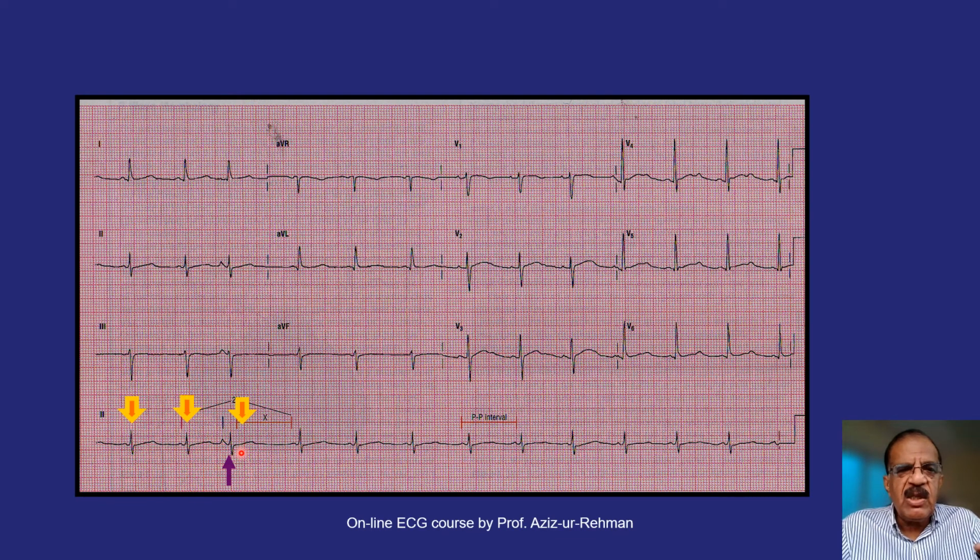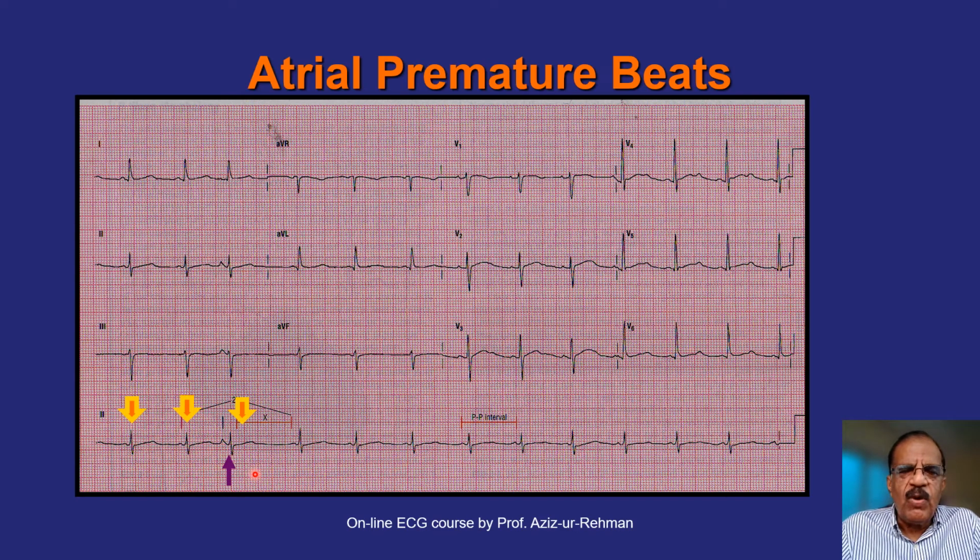Now let me take this opportunity to explain again the difference between a premature beat and an ectopic beat. Since this is a beat which has come from a place other than the SA node, but it has come earlier than the expected time, this is called a premature beat. If the same had come somewhere here, after where a normal beat is expected, then it would be called an escape beat. All right.